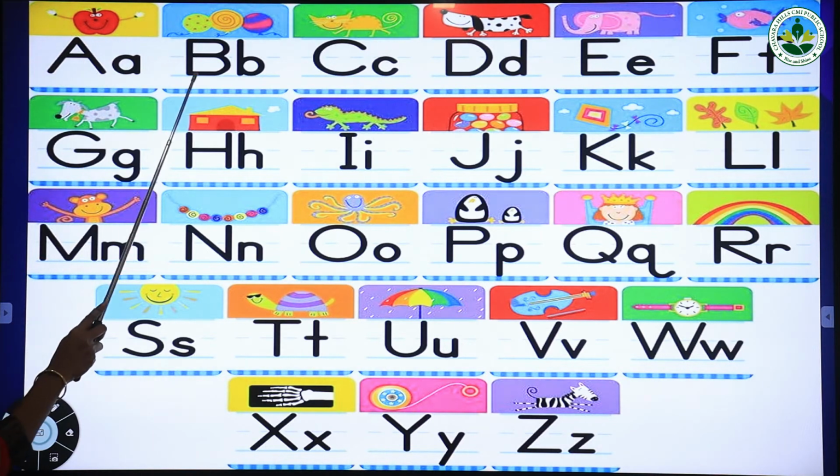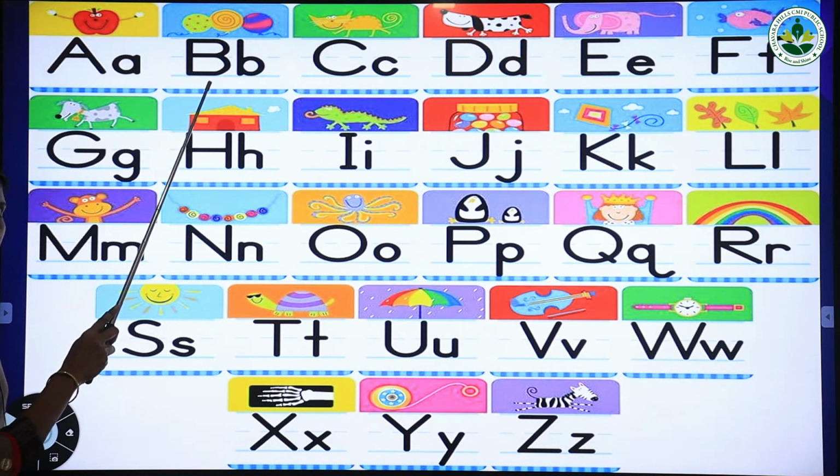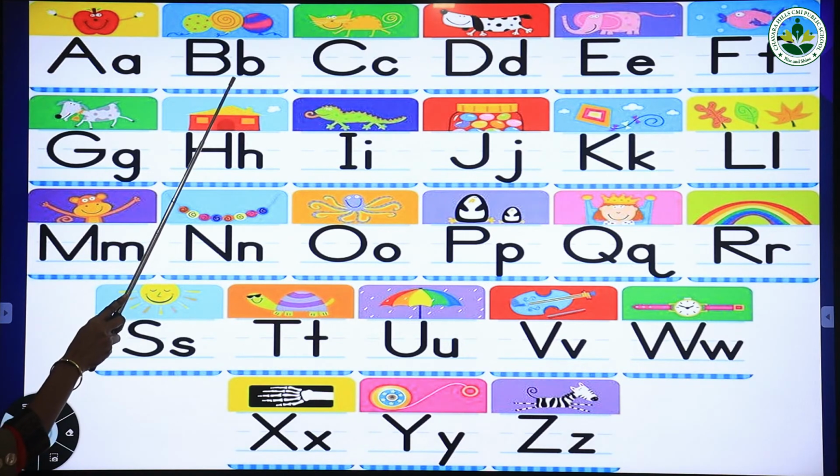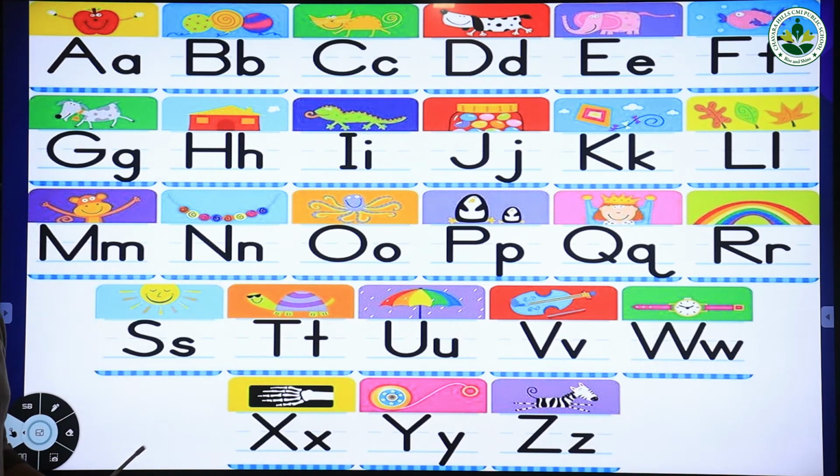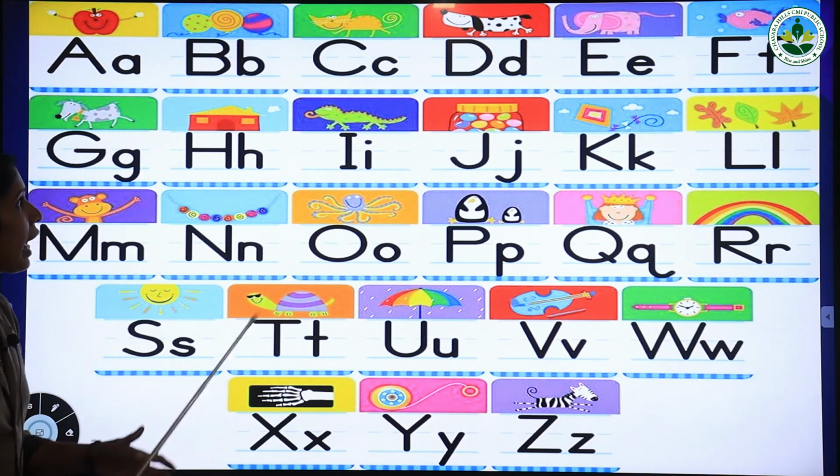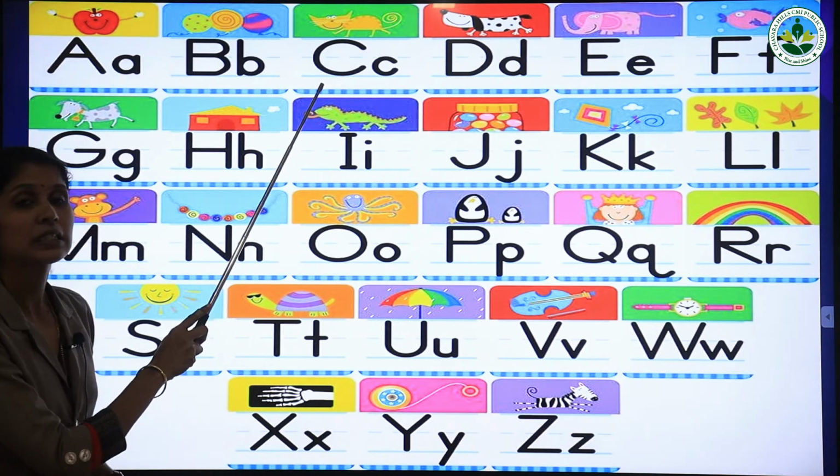Then capital letter B. Small letter B. Can you say the sound of letter B? What's the sound of letter B? Very good. B. What's the sound of letter B? B. And the next letter, C.